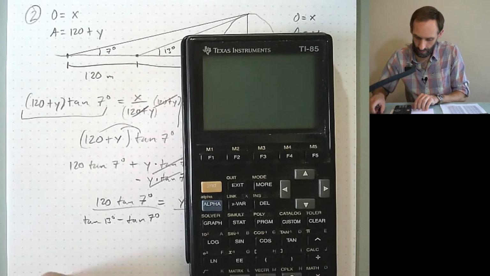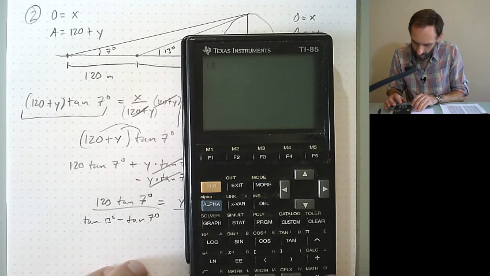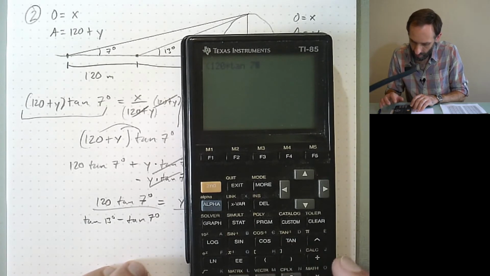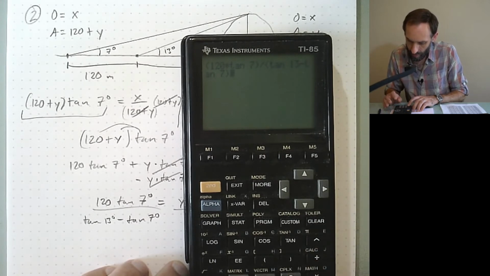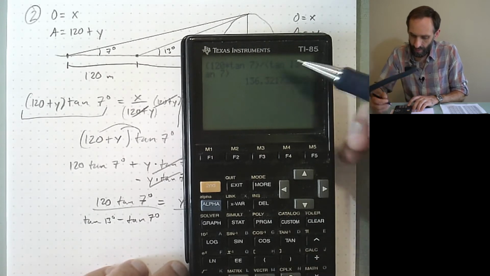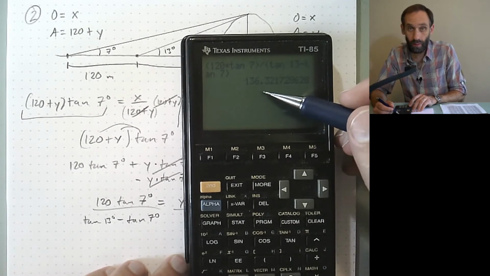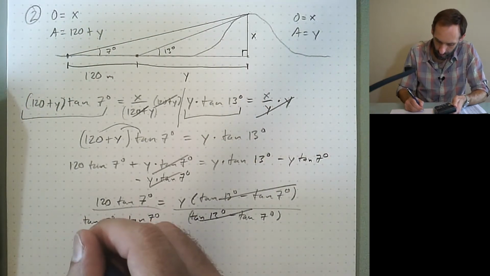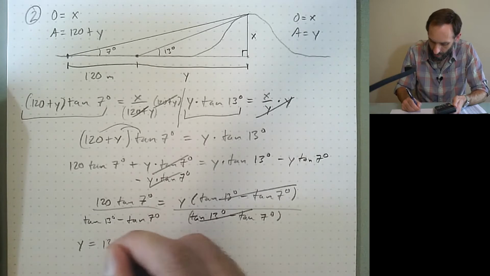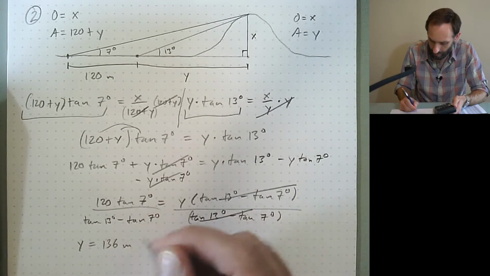Okay, so let's see. We have, I'm going to put this in parentheses, 120 times the tangent of 7 degrees, and then divide by, in parentheses, the tangent of 13 minus the tangent of 7. End parentheses, enter, and here we see that I get 136. So that means the value of y is equal to 136 meters.